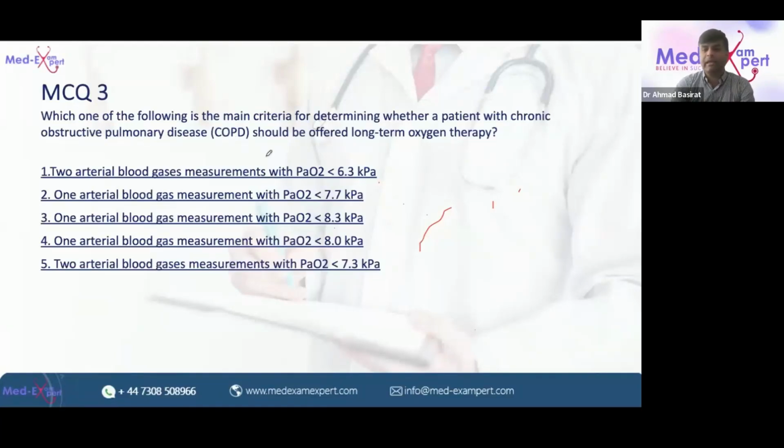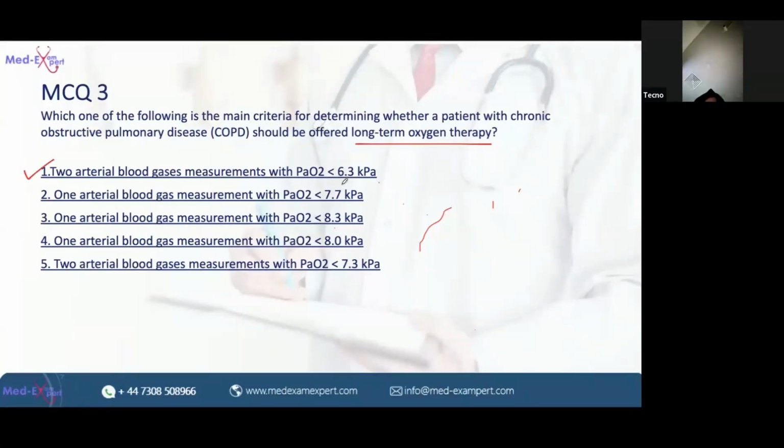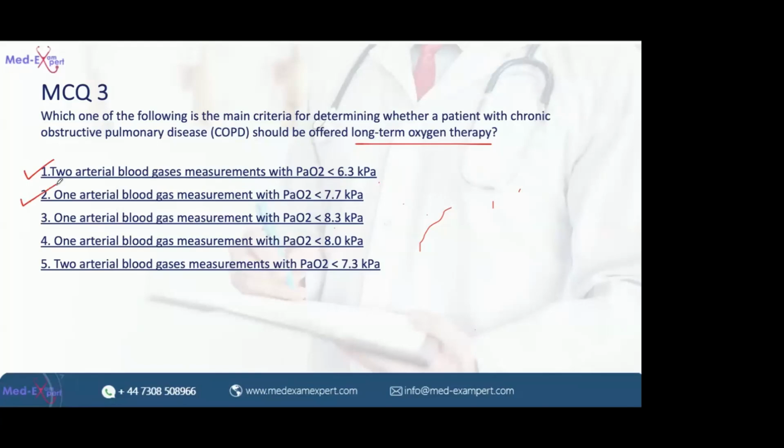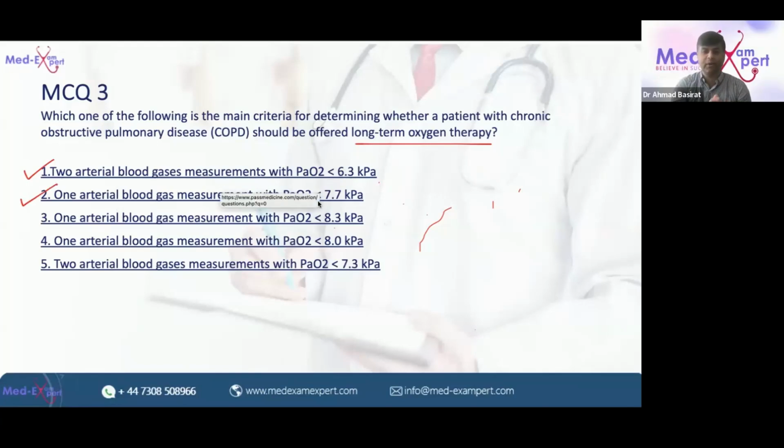Okay. MCQ number 3. Which one of the following is the main criteria for determining whether a patient with COPD should be offered long-term oxygen therapy? The options are: 2 ABGs with PaO2 of less than 6.3, 1 ABG with PaO2 of less than 7.7, 1 ABG with PaO2 of less than 8.3, 1 ABG with PaO2 of less than 8, or 2 ABGs with PaO2 of less than 7.3. Which one of the following is the correct answer? I'll give you a minute and we'll go through the answers.